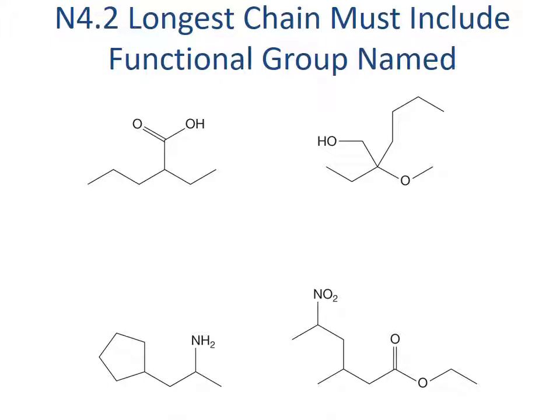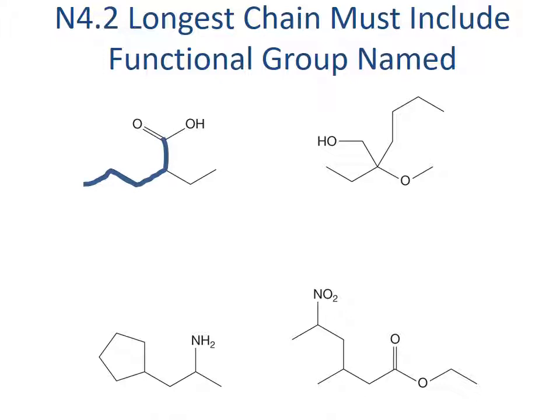It is easy to forget, but the functional group that's named needs to be on the part of the molecule that is named as the main chain. Sometimes this means that we have a shorter chain. That's okay, as long as we find the longest chain with our highest priority functional group or groups.